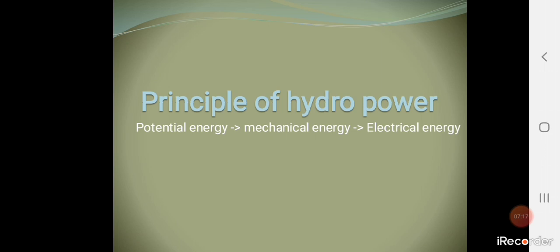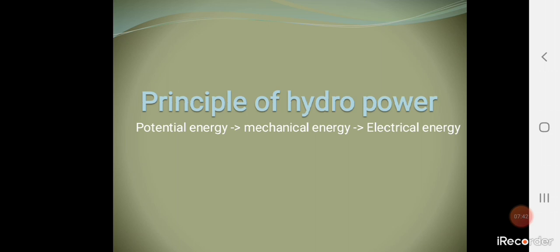This plant is simple and can be operated practically anywhere if a source of water is available. And as you can see in the slide, I have written in short, hydropower means it's a potential energy of water which gets converted first into mechanical energy and the final result is of course electrical energy.